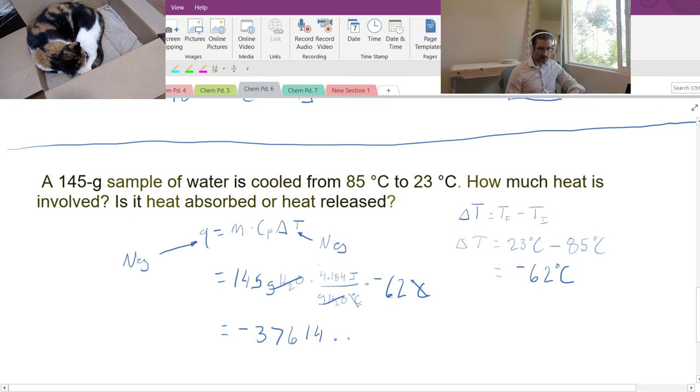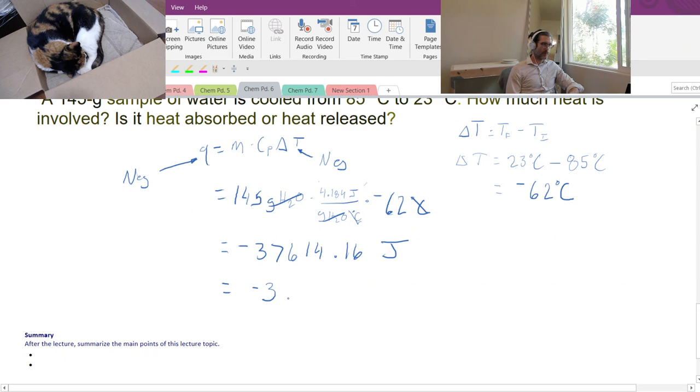This is not scientific notation. I can rewrite it as scientific notation. Negative 3.76. We have two significant digits, so I'm going to round to the second significant digit. Negative 3.8 times 10 to the, wait, 1, 2, 3, 4, times 10 to the 4 joules. And it's negative.